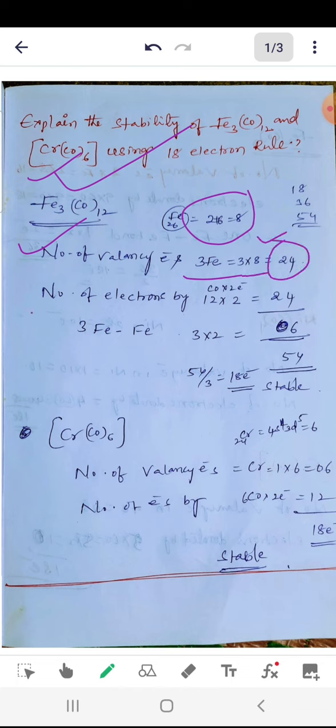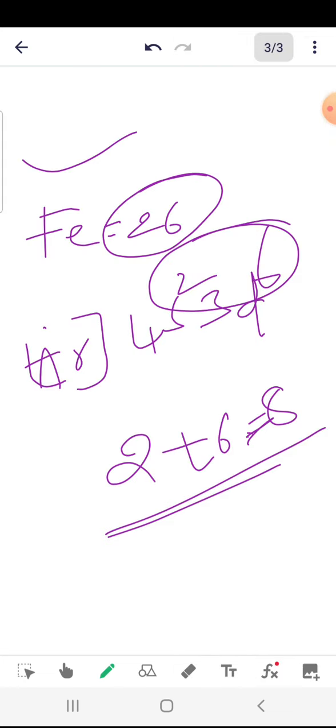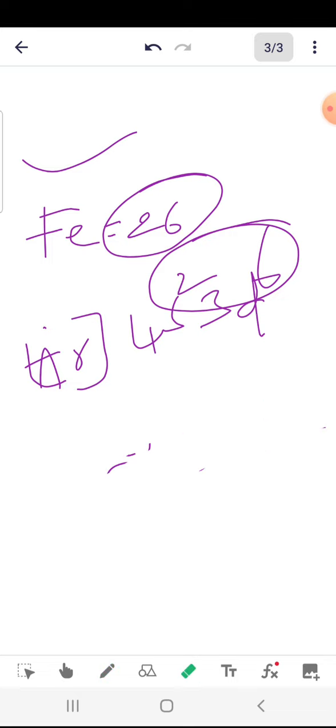So number of electrons donated by the ligand: how many ligands? 12 ligands, each ligand can donate 2 electrons. ఒక లైగాండ్ అనేది 2 ఎలక్ట్రాన్లను దానం చేస్తుంది. కావున ఇక్కడ 12 into 2 అంటే 24. సో హియర్ ఆల్సో వన్ పాయింట్ యూ హ్యావ్ టు రిమెంబర్. నెక్స్ట్ వన్ ఈజ్ హౌ మెనీ సెంట్రల్ ఆటమ్స్ ఈజ్ దేర్ హియర్, దట్ ఈస్ ద పాయింట్ యూ హ్యావ్ టు రిమెంబర్.